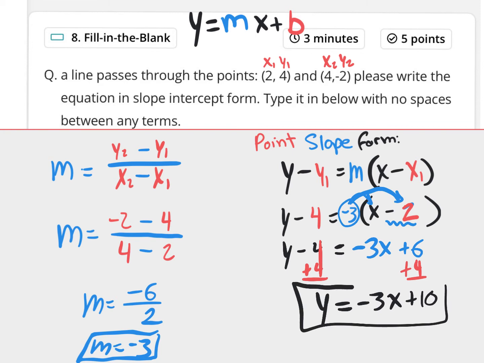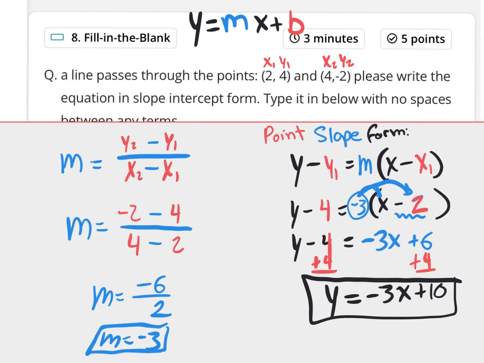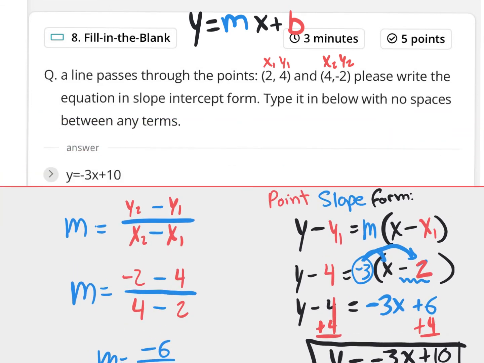This is my slope-intercept form equation. This is what they asked for in the instructions. Type it in with no spaces between your terms. Slope-intercept form. Type in y equals negative 3x plus 10. No spaces between your terms. And that should give you the correct answer. And there it is: y equals negative 3x plus 10. Let's move on to the next question.